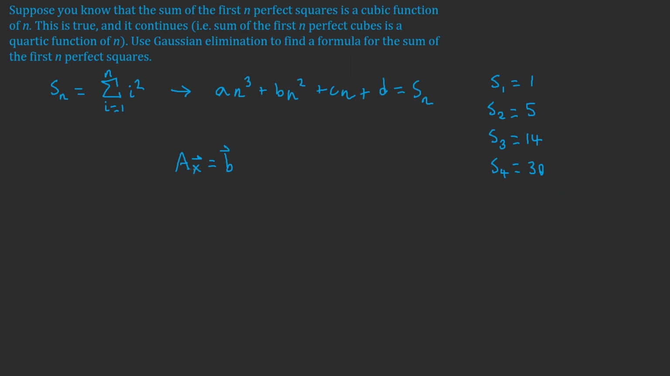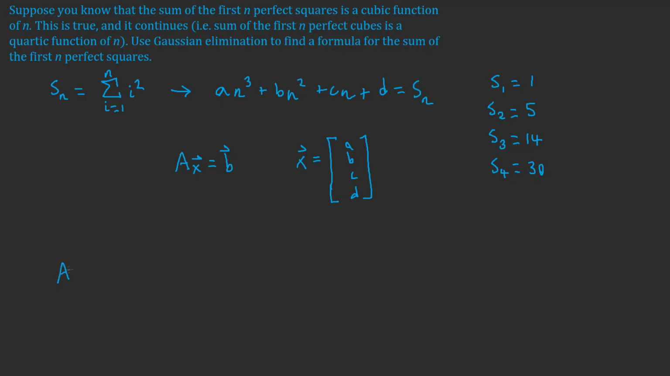Now the question is, what is the variable here? Well, this x is the thing that we're solving for. And the thing that we wish we knew in this equation are these coefficients. And so x needs to be this vector right here. This needs to be a, b, c, and d. That's what x needs to be.